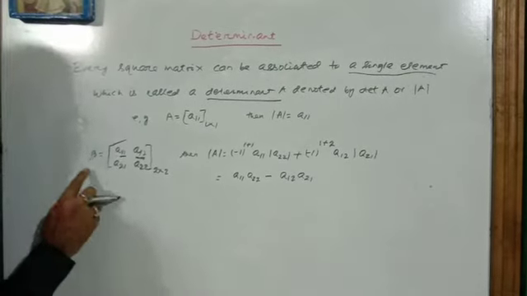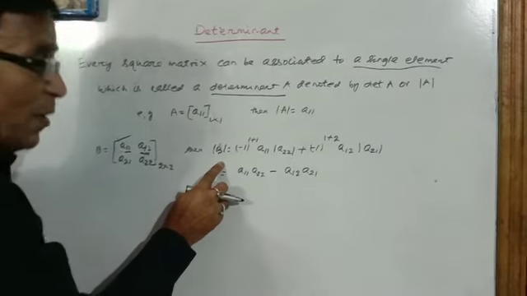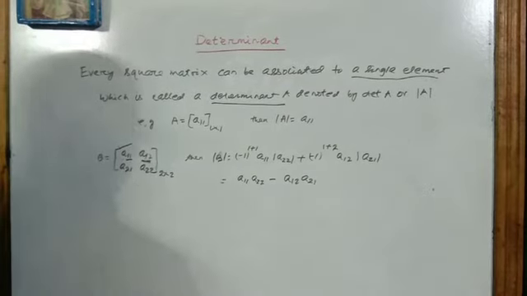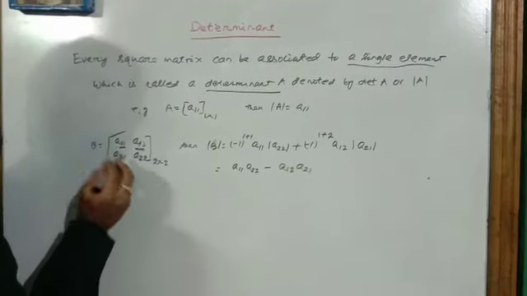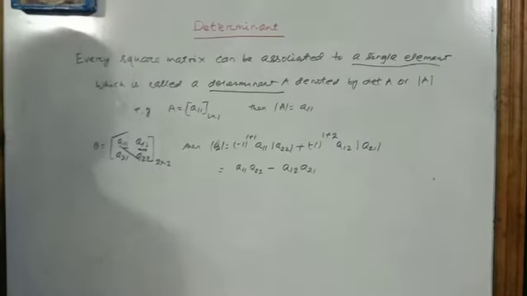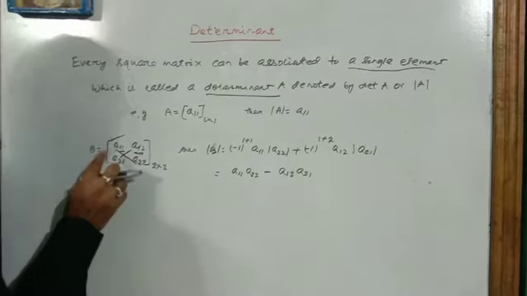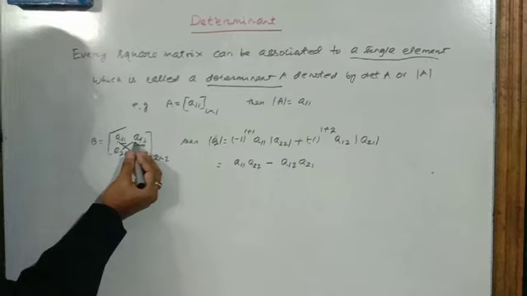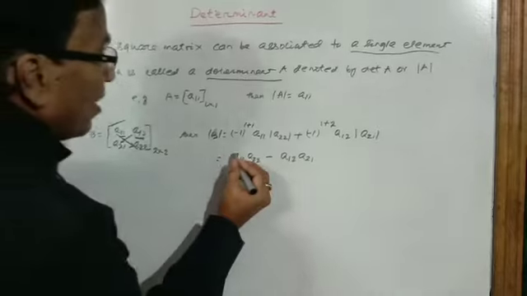So if B is a square matrix of order 2 cross 2, then determinant of B is defined as A11 A22 minus A12 into A21. That means we can say that determinant of B is defined as the product of the diagonal elements minus product of the non-diagonal elements. That means product of A11, A22 minus A12 into A21.